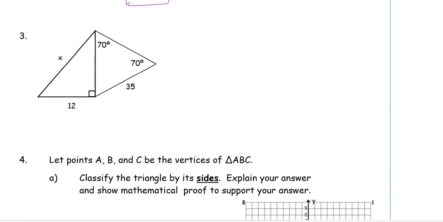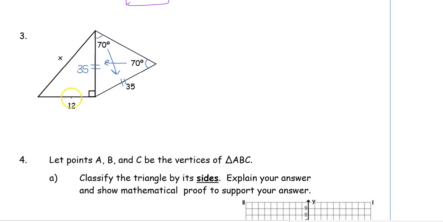Number 3, this is going to be a combination of problems. I want to get to x. Right now I can't find out what x is, so I want to build there. When I see that this is 70 and this is 70, that tells me that I have an isosceles triangle. If it's an isosceles triangle, the base angles are congruent and the sides opposite those base angles are also congruent. So if this is 35, then this is also going to be 35.